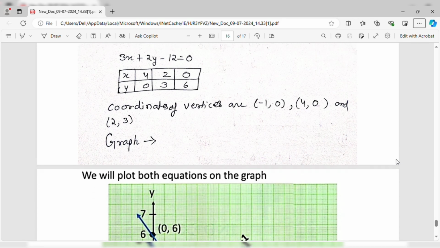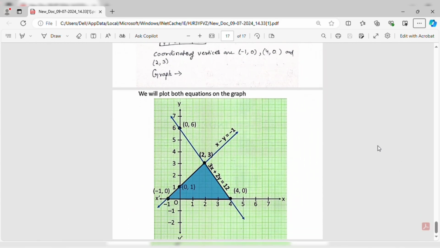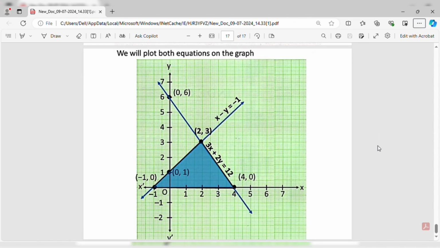As you can see in the graph, after plotting these lines and considering the x-axis, we will get a triangle whose coordinates are (minus 1, 0), (2, 3) and (4, 0). So as asked in the question, you can shade the given triangle.